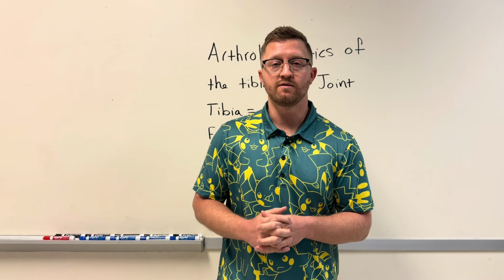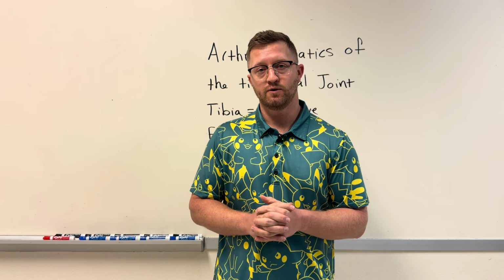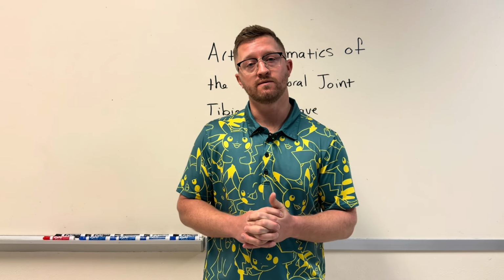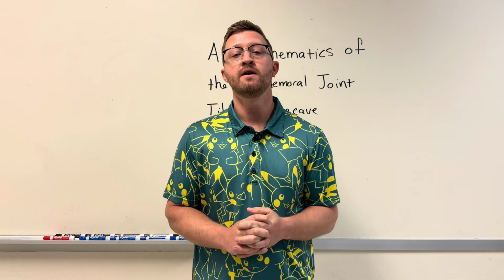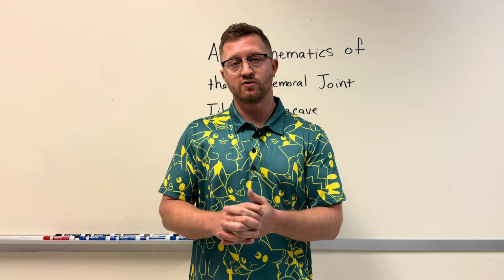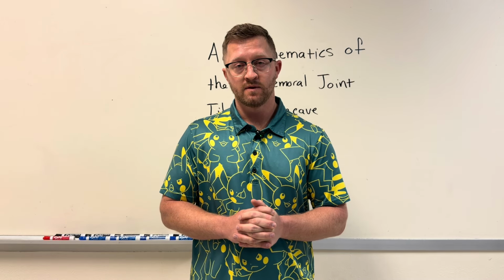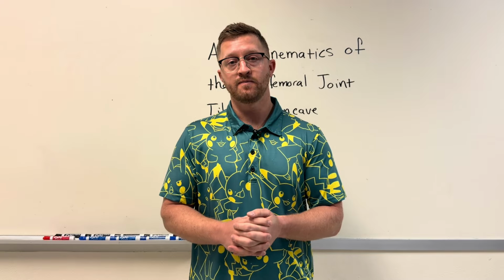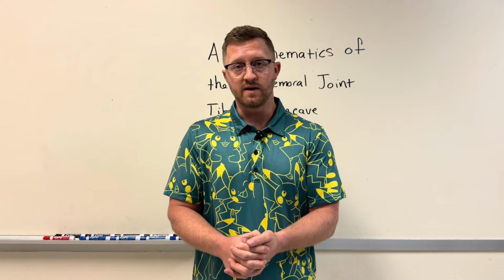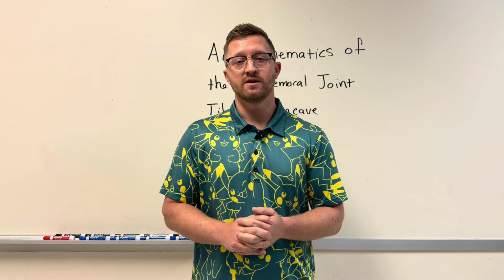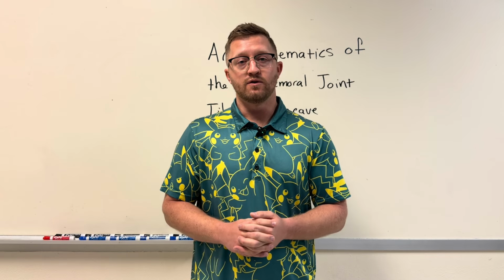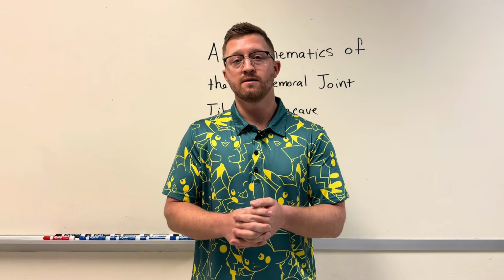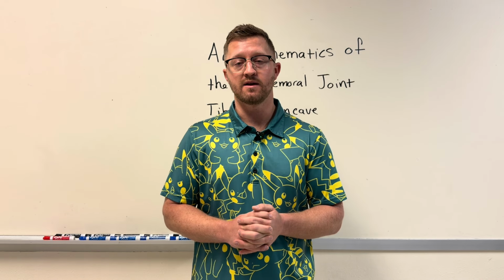Just to review what we've learned in this video, we have covered the arthrokinematics of the tibiofemoral joint. We have identified the two bones that are associated with the articulation of the tibiofemoral joint, the femur and the tibia, and we've also identified the shape of those joint surfaces that are articulating with each other. The tibia is going to be concave, and the femoral condyles are going to be convex. Depending on which bone is moving, the tibia or the femur, we can identify the roll and the glide of those motions. So for open chain knee extension, or just open chain movements in general, the tibia is going to be gliding on the femur.